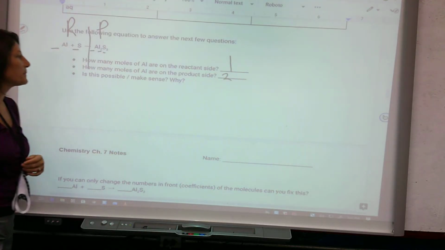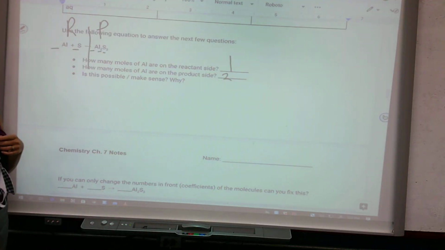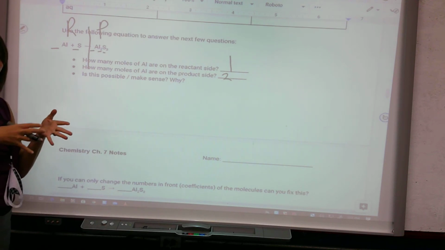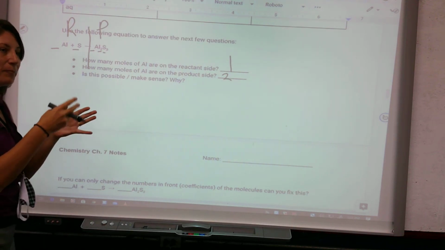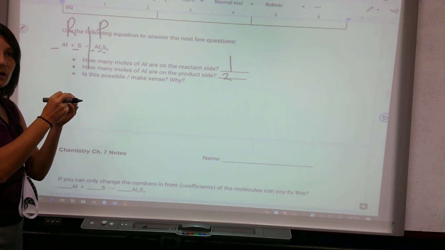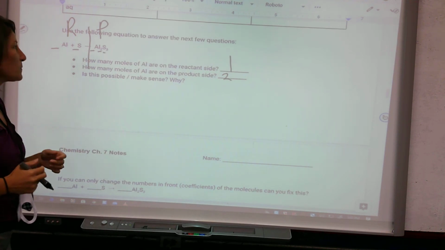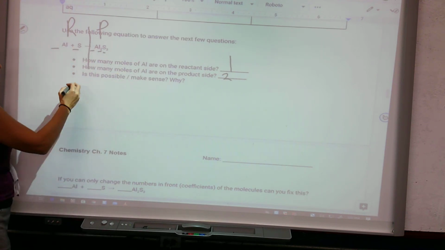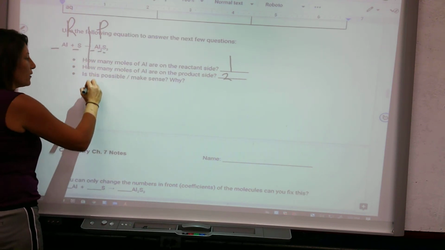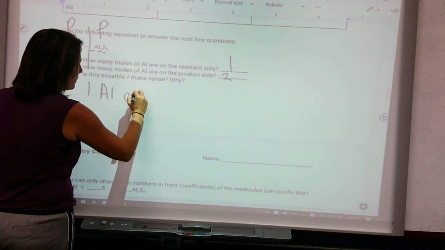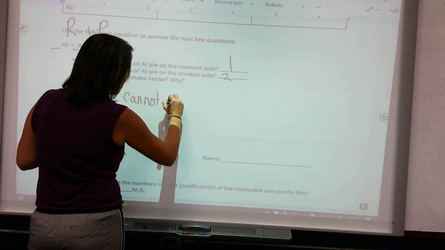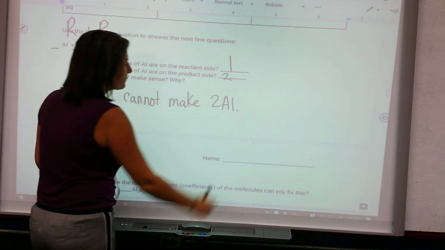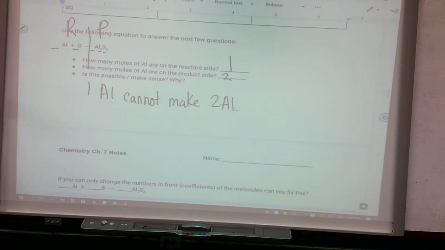And I asked your classmates, is this possible? Does it make sense? Why or why not? And it doesn't. Just like the s'mores pops, if I have half a bar of chocolate, I'm not going to be able to make 24 s'mores pops. If I only have 1 aluminum, I cannot make 2 aluminums. I cannot get an aluminum out of thin air. So 1 aluminum cannot make 2 aluminums. Alright, so that's the big thing.